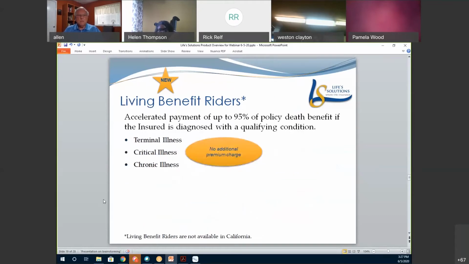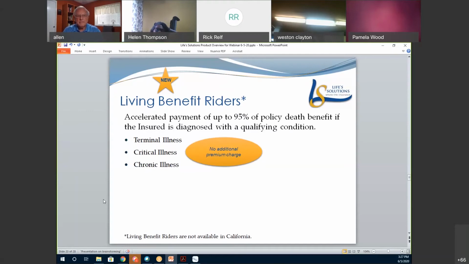Okay, like they say in the infomercials, but wait, there's more. Here we have living benefit riders. These have been very popular in the last few years. I'm excited to see it on our whole life contract here. We've had it on our simplified issue term, the Safe Shield product you're familiar with. This is a great way for someone to accelerate a payment of their policy proceeds if they have a medical situation that warrants them to do this.